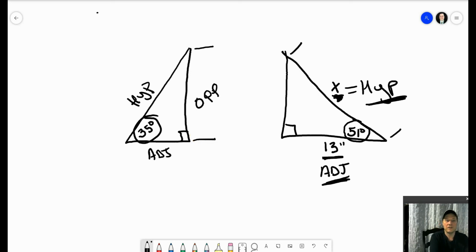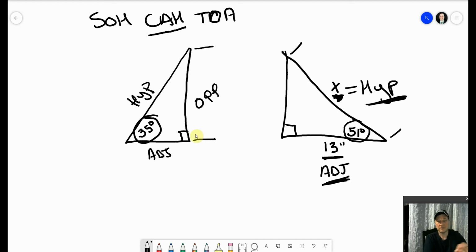So out of SOH, CAH, TOA, okay? A and H, adjacent and hypotenuse. So what's our trig function, Ryan? CAH. You got it, right? Cosine. Cosine of the angle equals adjacent over hypotenuse. I told you guys last week, this is 90% of it.